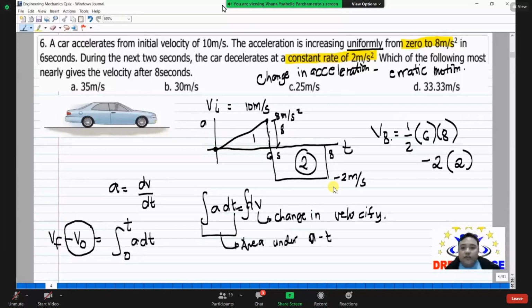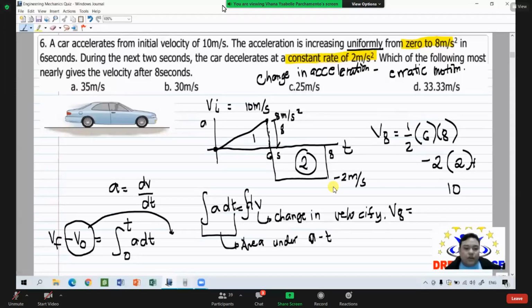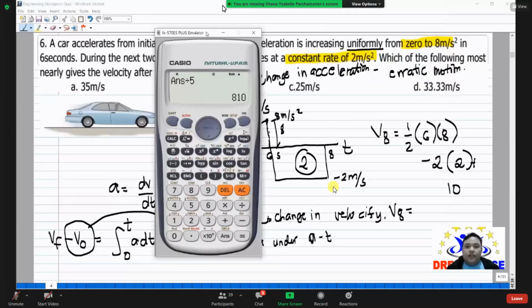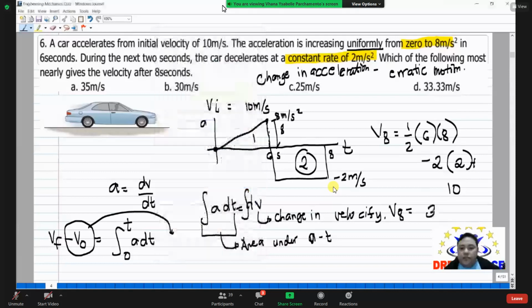And don't forget your initial, kasi meron pa tayong initial dito. Yung final natin, V8. So pa-plus lang natin yan, transpose natin sa kabilang side. So that is plus the initial velocity, which is 10. Makukuha na natin yung v at time t equal to 8: 0.5 times 8 times 6 minus 2 times 2 plus 10. So this is equal to 30 meters per second. Letter B.